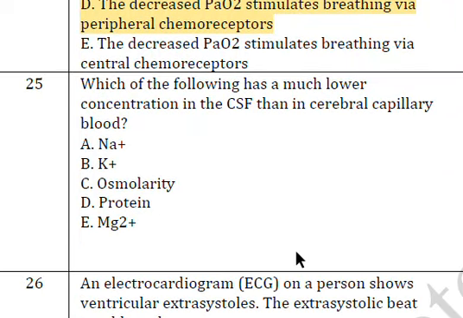And the 25th question. Which of the following has a much lower concentration in CSF than in cerebral capillary blood? A. Na+, B. K+, C. Osmolarity, D. Protein, E. Mg2+. And the answer is D. Protein.